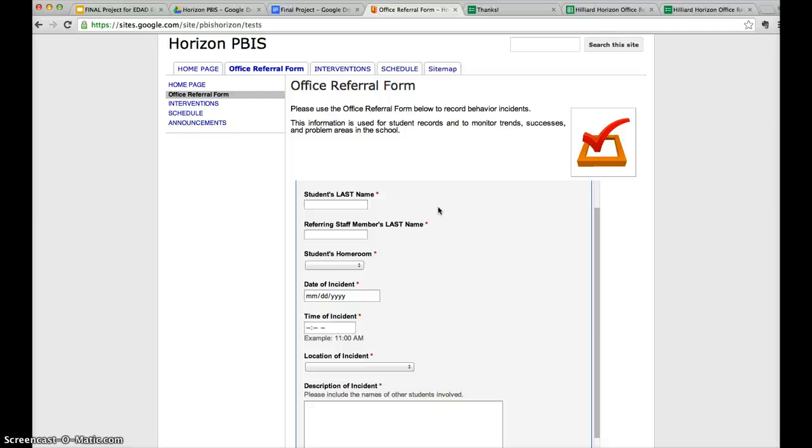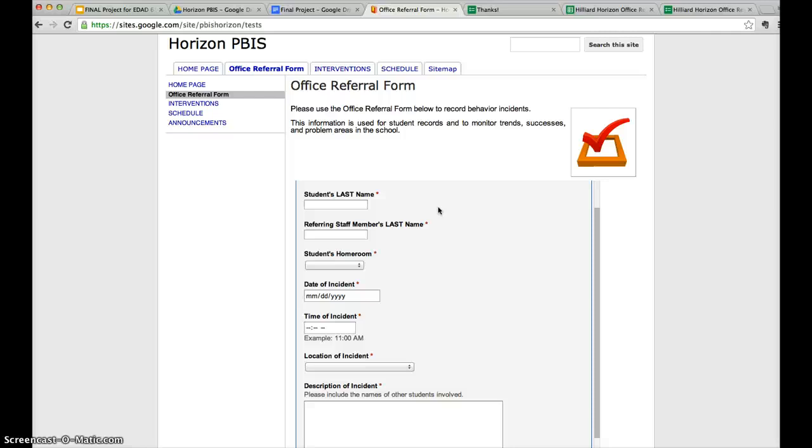Are our problem areas reducing? Are the number of incidents that are occurring in our problem areas reducing over time? So it's really going to be crucial in determining the overall effectiveness of this project. And honestly, the overall measure of success will be the decrease in the number of office referrals and behavior incidents throughout the school. And the number of incidents will actually be progress monitored and graphed each month.